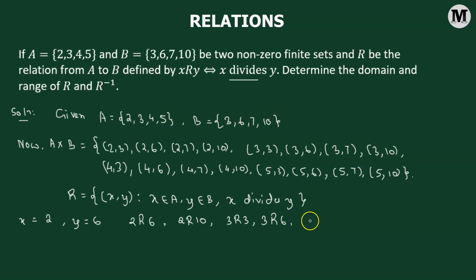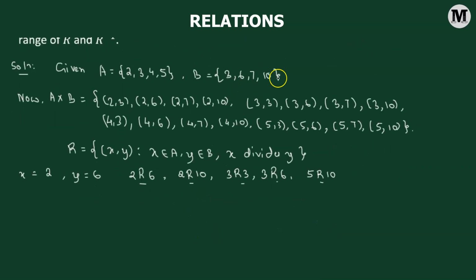Next, we pick up 5. If we pick up 5, then 5 is going to divide 10. So that means 10 is the only element from set B that 5 is going to divide. So here we have obtained 5 relationships which satisfy the condition that x divides y. So now our relation R is simply going to be the ordered pairs 2 comma 6, then we have 2 comma 10, next we have 3 comma 3, next we have 3 comma 6, and then we have 5 comma 10. So this is going to be the relation R. R contains 5 ordered pairs.